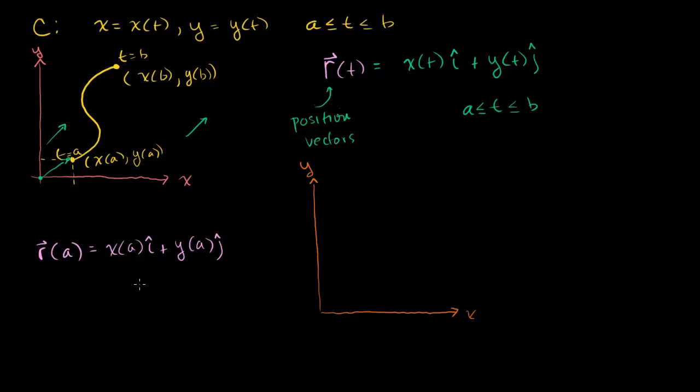And what's that going to look like? Well, x of a is this thing right here. So it's x of a times the unit vector. So it's really, maybe the unit vector is this long. It has length 1.